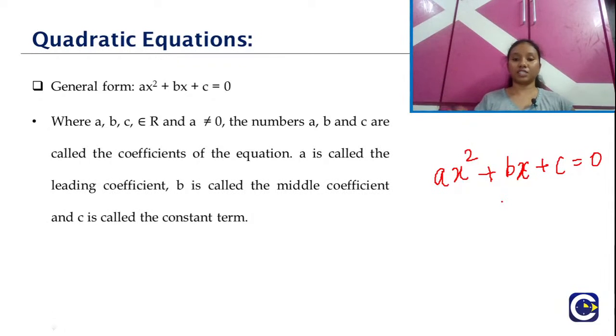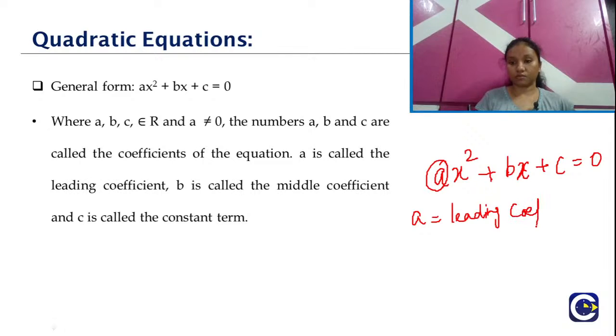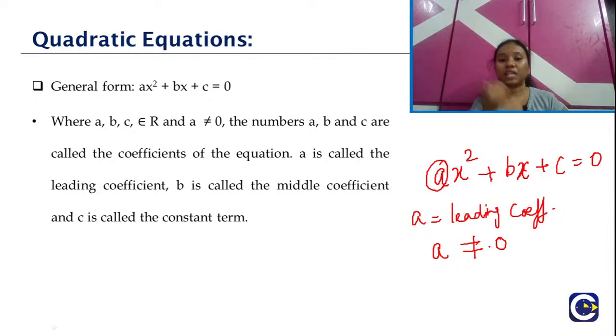As we have discussed, what is a? A is the leading coefficient, and there is one more condition, that a cannot be equal to 0. In every polynomial, the leading coefficient cannot be equal to 0. If it is a quadratic polynomial, the leading coefficient will be the coefficient of x square. So a cannot be equal to 0. Similarly, for a cubic equation it will be different, and when the degree is 4, it will change. Right, so here a cannot be equal to 0.